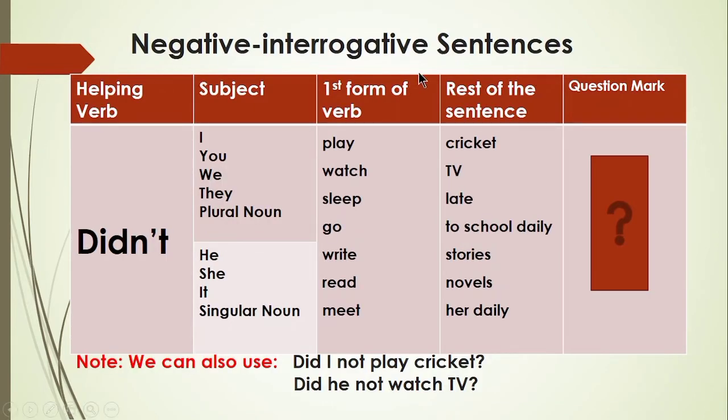Now, negative interrogative, when we have negative interrogative sentences in this tense, so we bring didn't to the start of the sentence, then subject, then first form of verb, rest of the sentence, and question mark. For example, didn't you play cricket? Didn't we watch TV? Didn't they sleep late? Or didn't she write stories? Didn't he read novels?